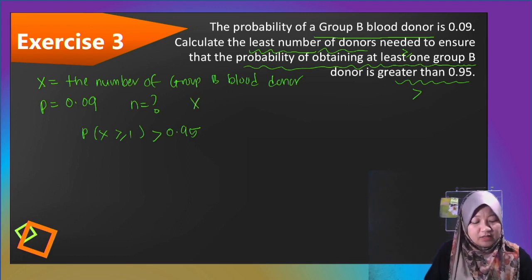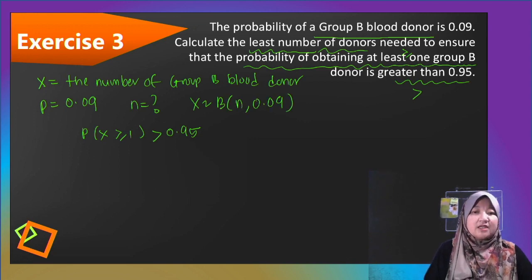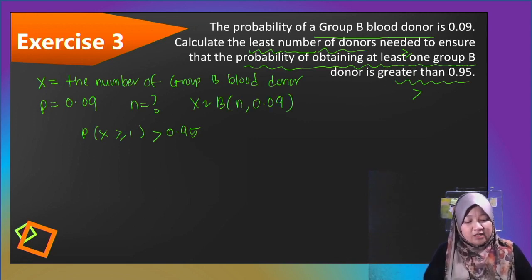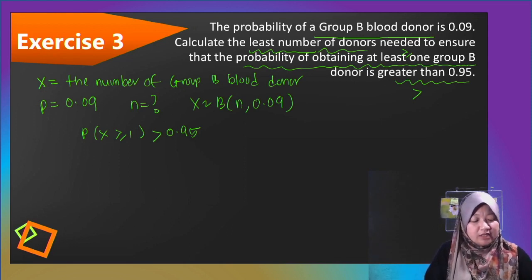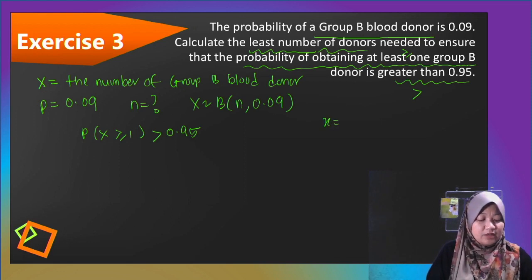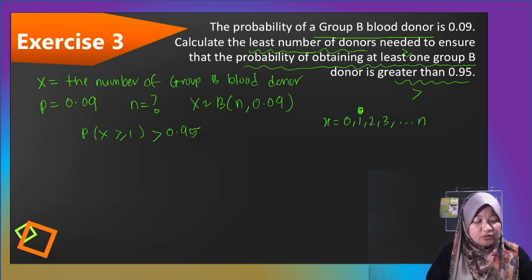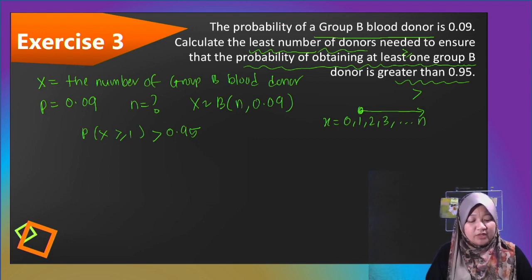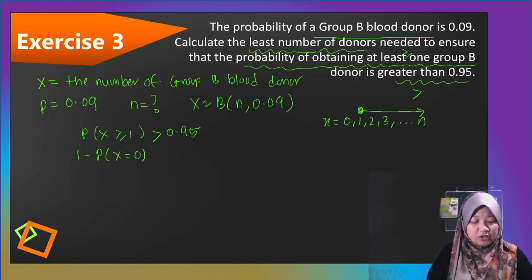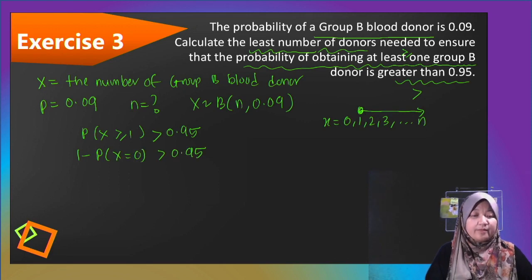Kita punya binomial ni belum lengkap. N kita tak tahu, tapi probability diberi. So, kita nak dapatkan apakah nilai N. So, dia kata X greater than or equal to 1. Kita tahu X adalah counting number from 0, 1, 2, 3 and so on until N. Okay, dia kata X greater than or equal to 1. Maksudnya kita kena kira probability 1 sampai N. Kecuali 0. Maksudnya, probability X greater than or equal to 1 ni adalah 1 minus probability X equal to 0. Okay, like this.